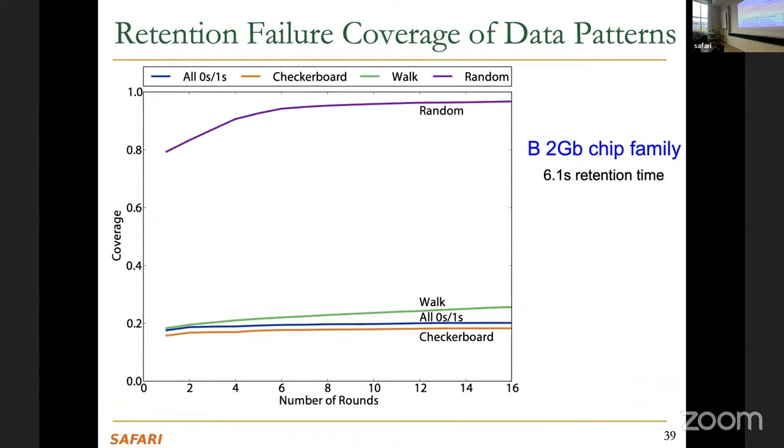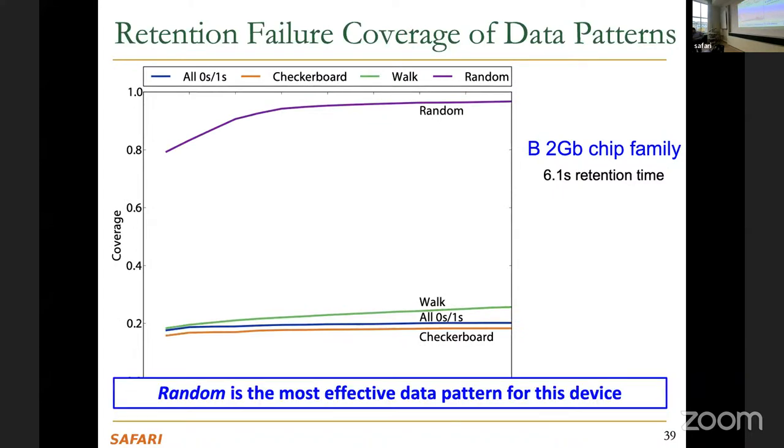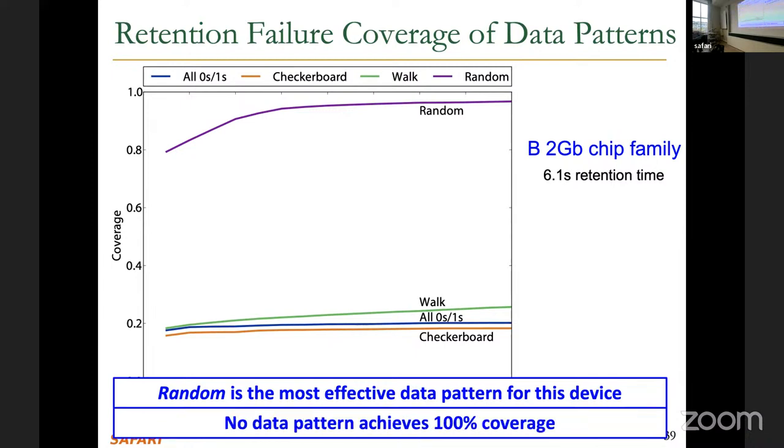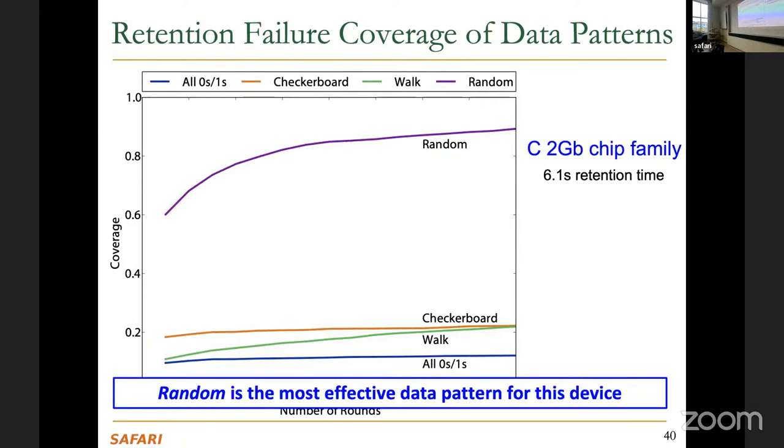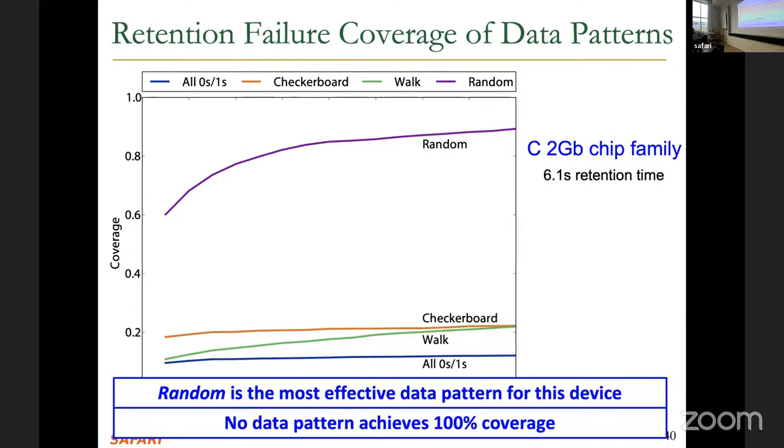Here is another chip from manufacturer B this time, a 2 gigabit chip family. Random is the most effective pattern for this device, so you cannot use the same pattern across devices. Random, again, doesn't get to 100%, but it gets close. But you can see that other patterns are pretty bad. And another chip from manufacturer C, here random happens to be also better, but it gets even worse than close to 100%.